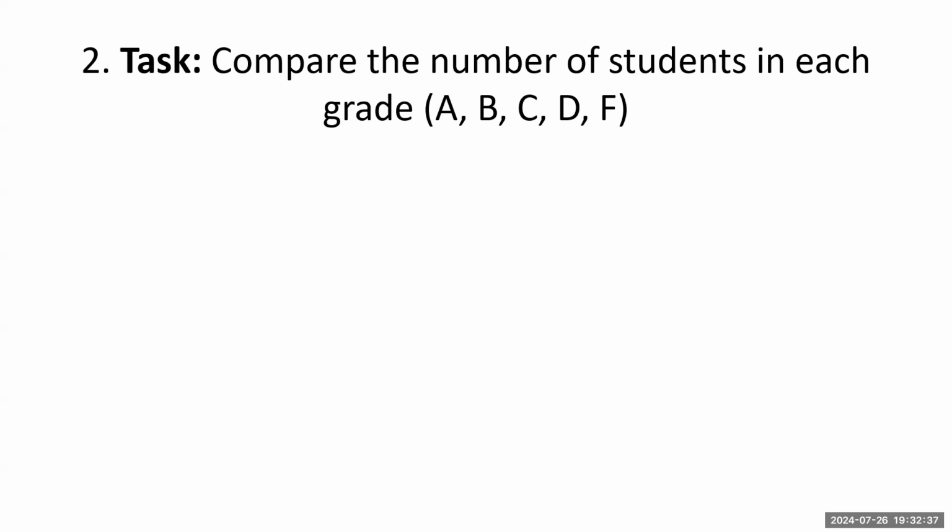Compare the number of students in each grade. We're looking at categories and we're looking at frequency. Okay, so what do you think? Is it a bar chart? Is it a line chart? Is it a scatter plot? What do you think?